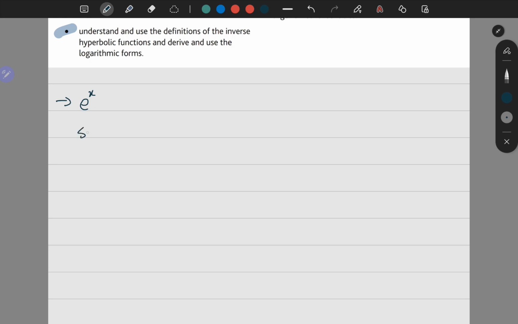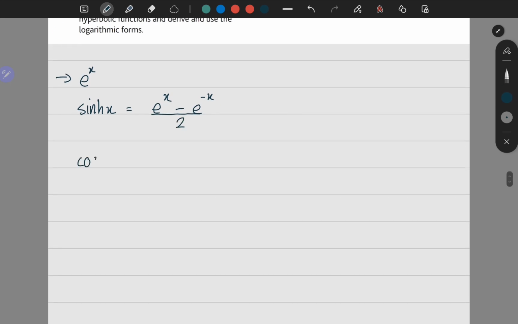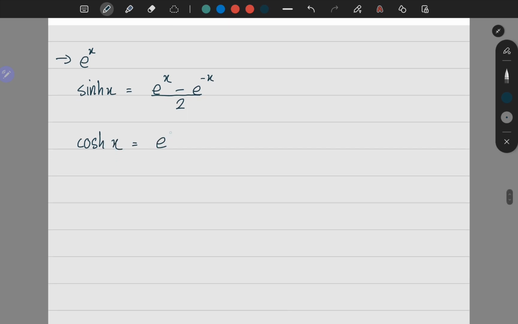The first one we have is sinh x. This is e to the x minus e to the minus x, over 2. Then you have cosh x. You should really try not to get them confused, because they can be confusing. This is e to the x plus e to the minus x, over 2. These two are the fundamental ones, because after them you can make up everything else.